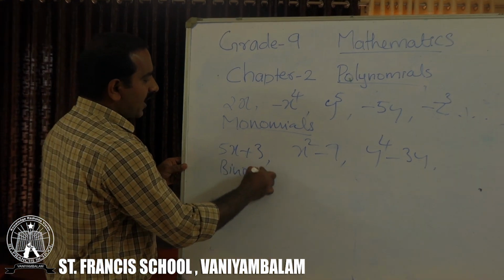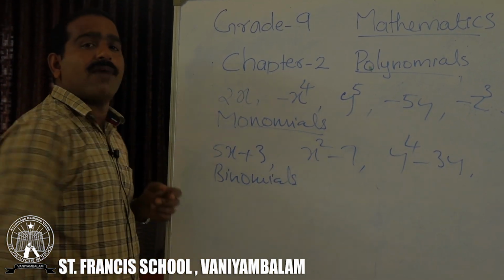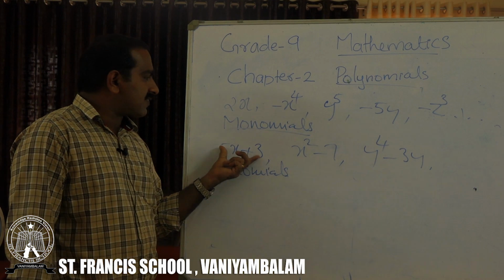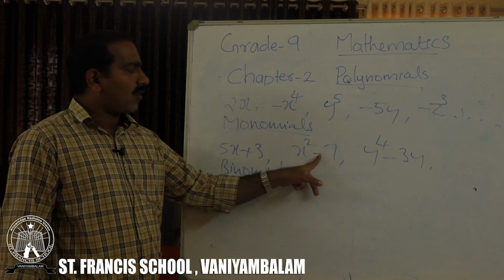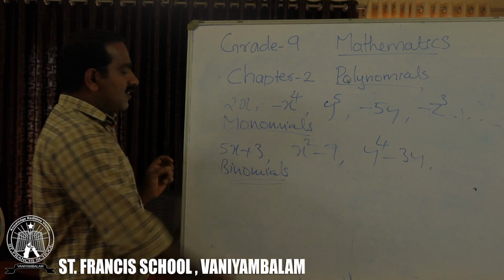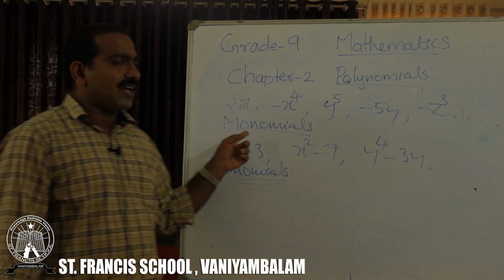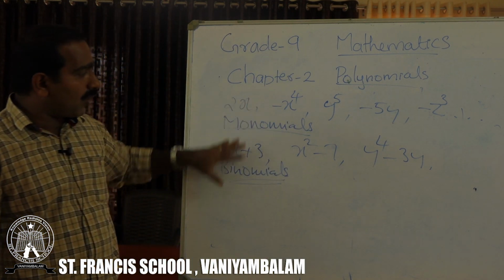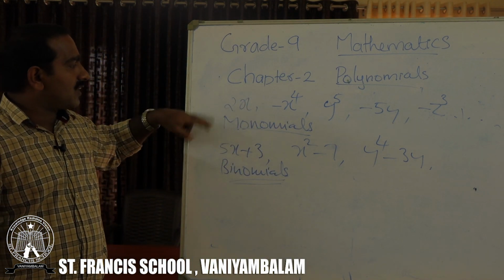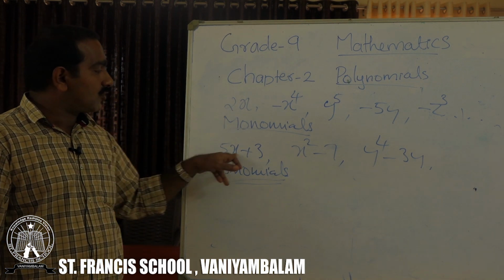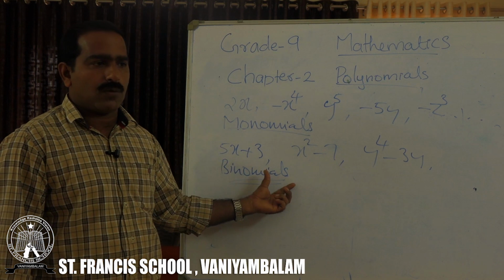They are called binomials. Then what do we mean by binomials? Bi means two, two terms. Terms are separated by a plus sign or a minus sign. So they are called binomials, a special name for that. If there is only one term, they are called monomials. Anyway, they are polynomials, and there are special names. If there is only one term, that is called a monomial. If there are two terms, that is called a binomial.